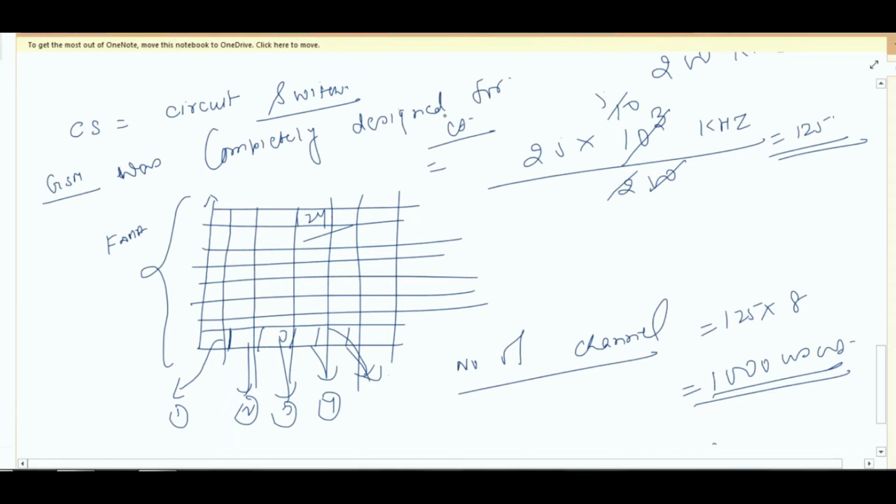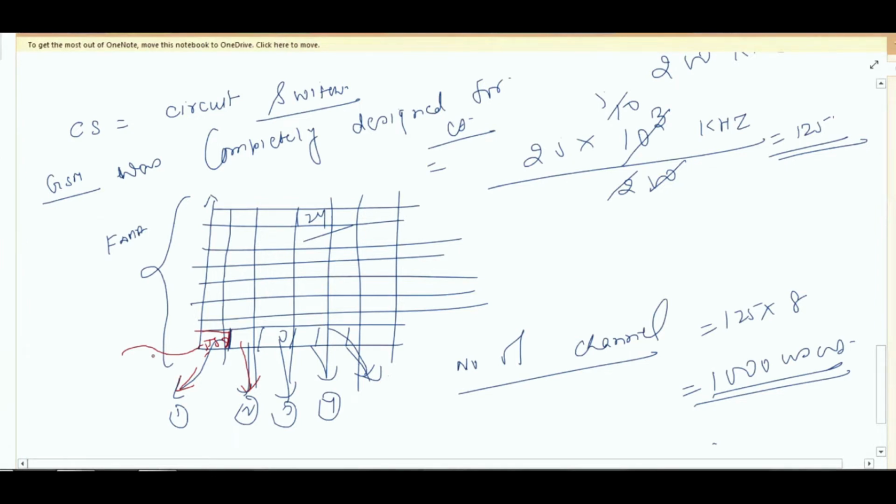And in CS service, the user has to be allocated a dedicated channel, and you can see that example here. This slot, say slot 0, will be given to only one user. It is not possible for another user to use the same slot. This other slot is also given to only one user.